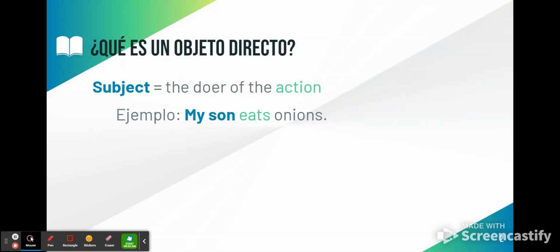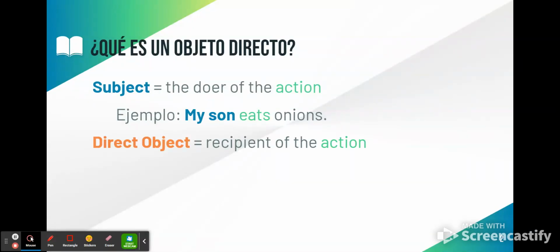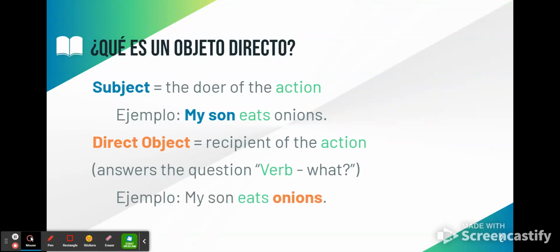My son eats onions. So if you can find the action, eats, then you ask yourself, who eats? My son. My son is the subject. The direct object we don't always have in a sentence, but in this case we do. The direct object directly receives the action of the verb, which answers the question, verb what? So in the sentence, my son eats onions, eats what? Onions. Onions is the direct object.